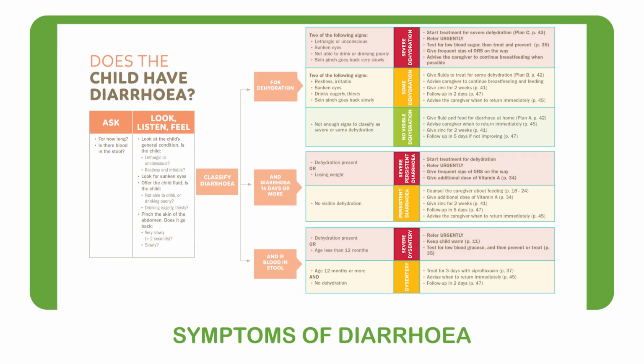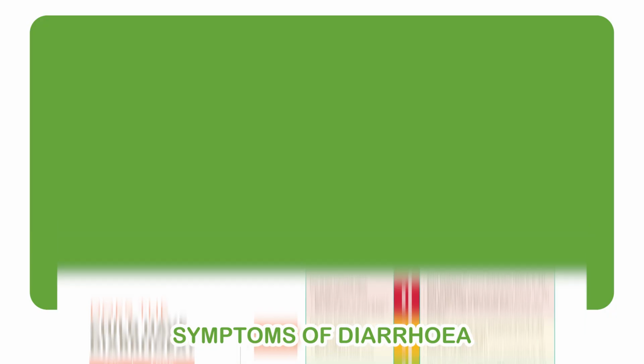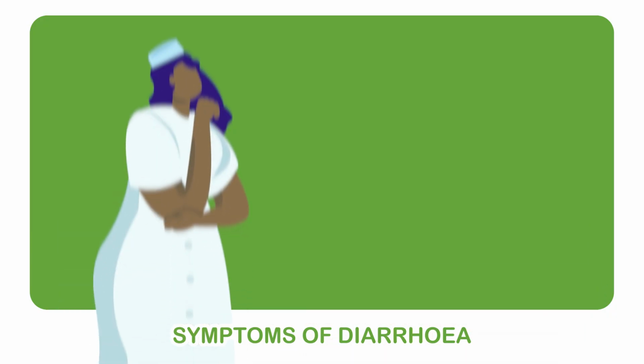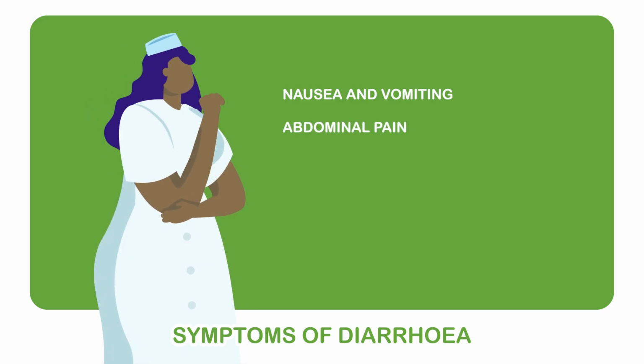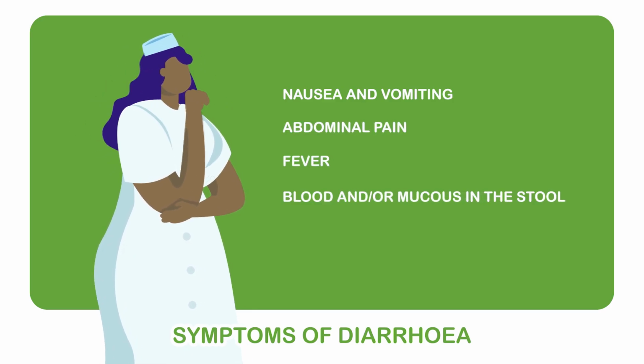The main symptom of diarrhea is loose, watery stools that are more frequent than normal. A sudden onset of increased frequency of stools that are looser than normal, with or without vomiting, must be managed as diarrhea. Other symptoms to look out for include nausea and vomiting, abdominal pain, fever, blood and/or mucus in the stool, and dehydration.